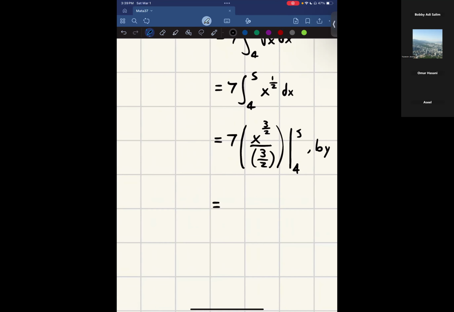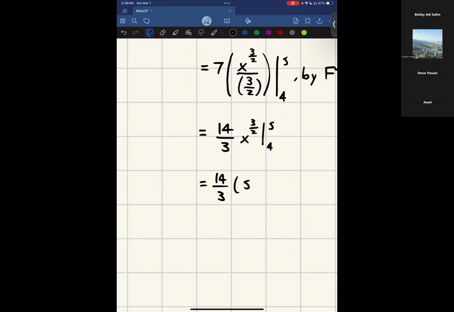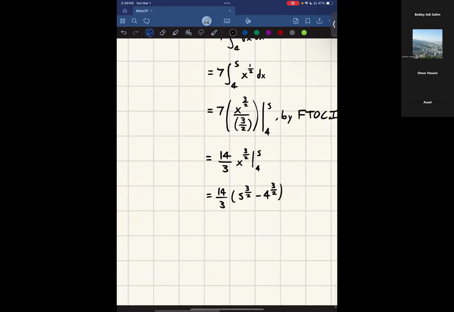And then this is just equal to, we can take the constant out, right? So this is going to be 14 by 3 times x to the 3 by 2 evaluated at 4 and 5. This is going to equal 14 thirds times 5 to the 3 halves minus 4 to the 3 halves. For this type of question, I don't think you need to compute what those numbers are. It's not too bad to compute, it's just like root 25 minus root 64, but I think you could just leave it like this. So for now, we will.